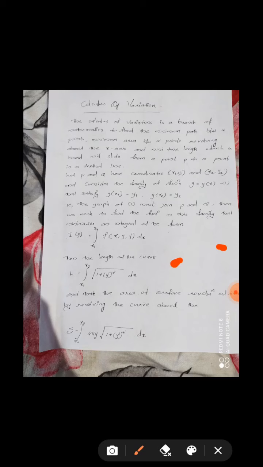It may be length, it may be the minimum area which covers this length, or if you consider any curve from one point to another point, what will be the quickest descent.